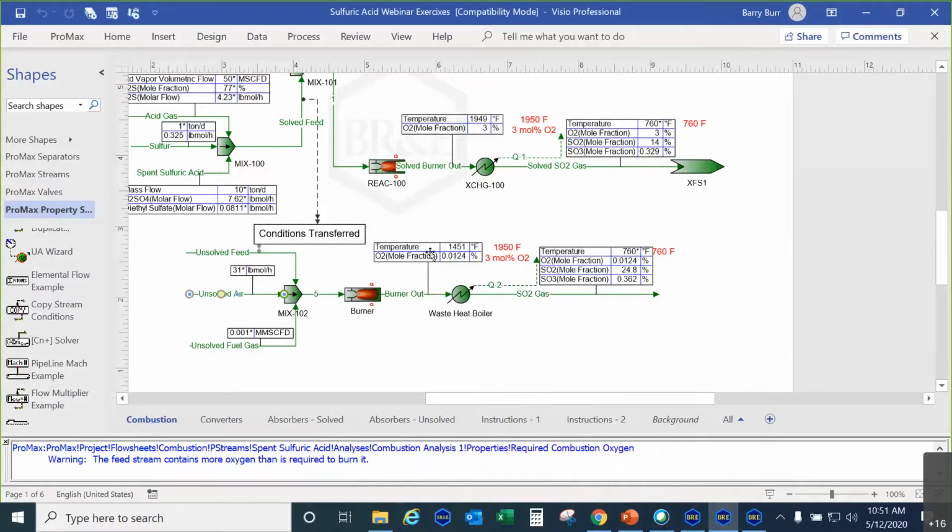Now we're getting a little warmer. Okay, now we have at least a little bit of excess oxygen, and we have a temperature of 1451 degrees. So we're getting in the reasonable range for a burner now because we've supplied enough air to completely combust the stream. But we want to do better than that. We would like to make a solver so that we can exactly get 3 mole% oxygen in the outlet.